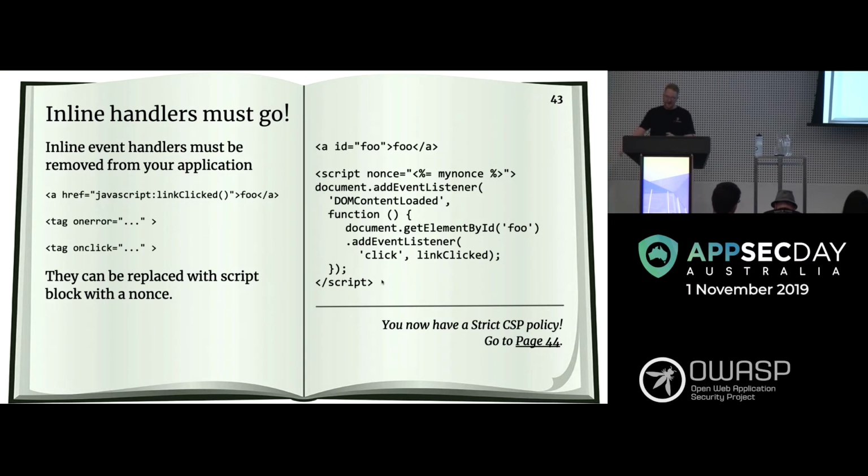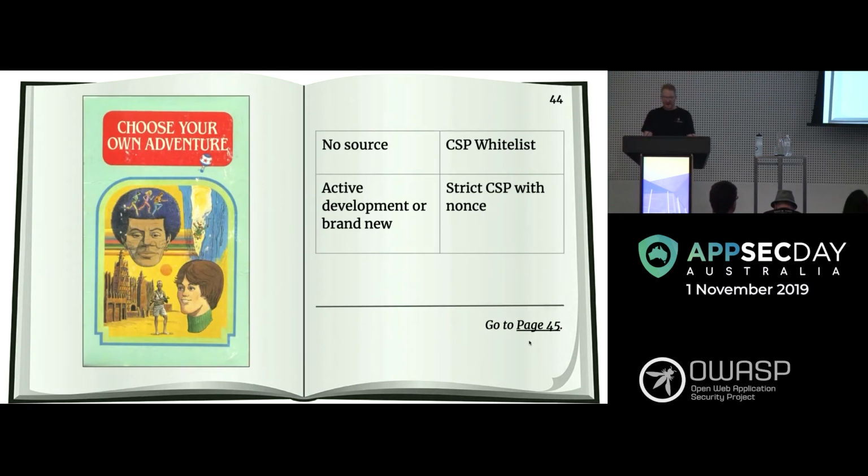Okay, so you've followed this path. You now have a strict content security policy. Turn to page 44. Wow, you got to the end of the book. You can choose the next adventure. We've covered two different approaches. If you didn't have the source code or the ability to change your app, you would use the whitelist approach, which I think is more like the original way people would have tried to use content security policy. But I've outlined some of the problems with that. And if you're doing active or new development, you can use the strict approach. I've got 25 minutes. The next slide I'm going to talk a lot to fill it up. No, just kidding.